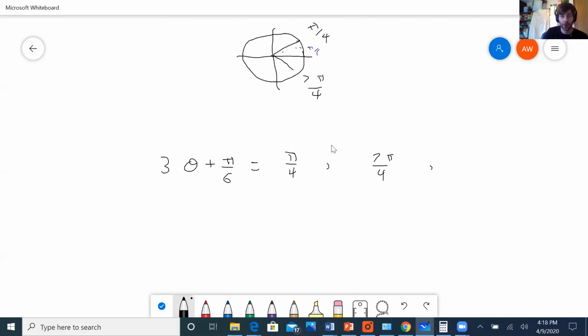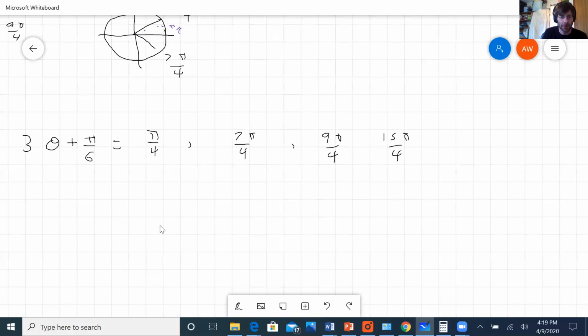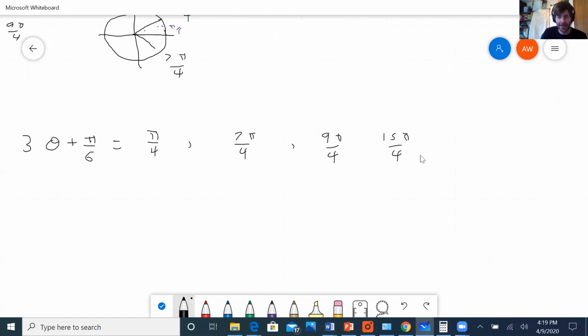That's 1 revolution. I need 2 more. So pi over 4 plus 2 pi is going to be 8 plus 1, that's 9 pi over 4. So basically you're adding 8 each time. 7 plus 8 is 15 pi over 4. And then I need 1 more revolution. 9 plus 8 is 17 pi over 4, and 15 plus 8 is 23 pi over 4.